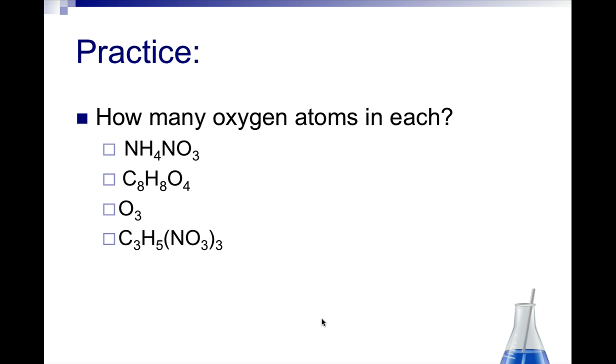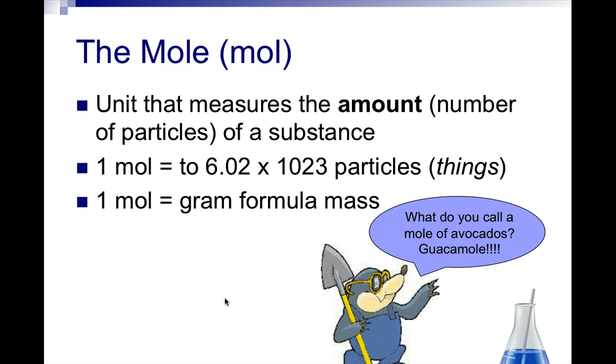So we're going to practice. How many oxygen atoms are in each of the compounds below? So ammonium nitrate has how many oxygen atoms? The answer should be 3. For C3H8O4, we should have a total of 4 oxygen atoms. And for ozone, we have 3 oxygens. And C3H5NO3, there's a total of 9 oxygen atoms.